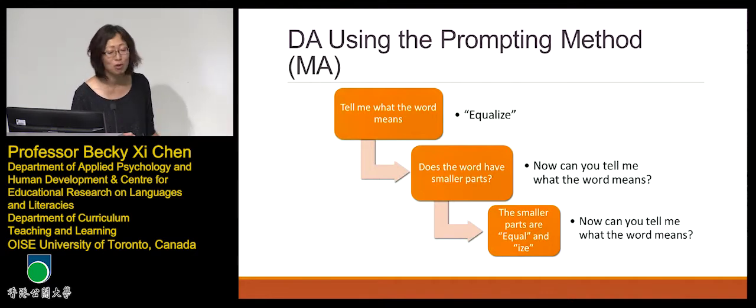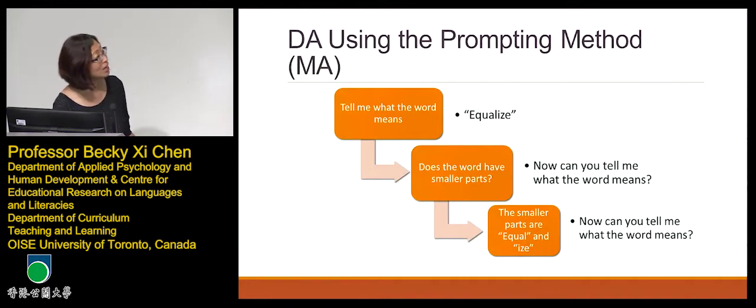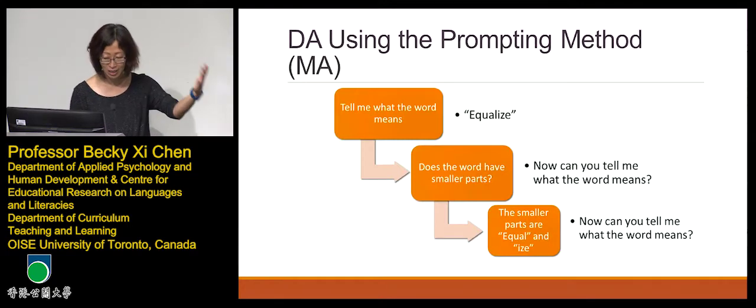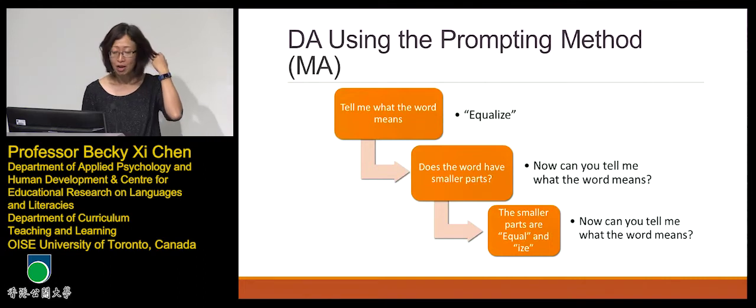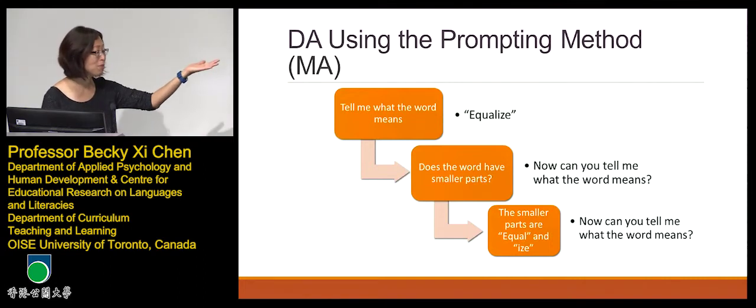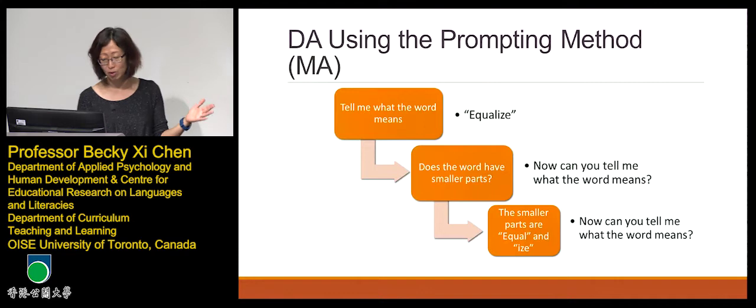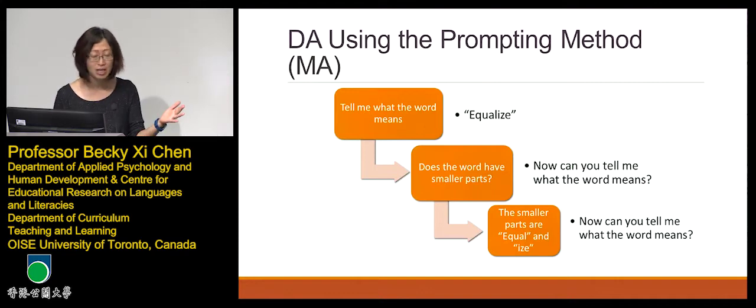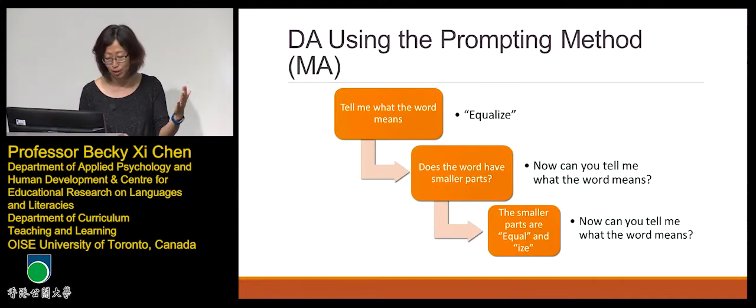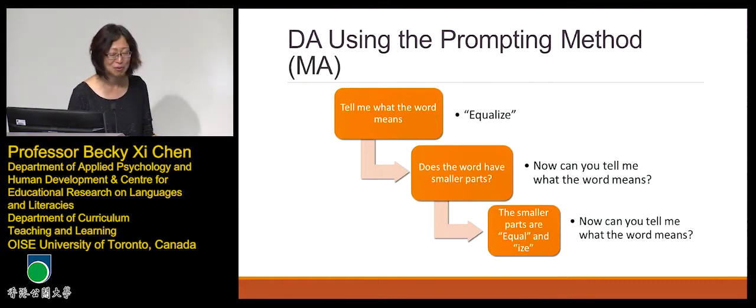So that's morphological awareness, to understand that this word actually consists of 2 smaller parts, equal, and we call it the suffix, I-Z-E, it's a suffix, to make it a verb. Well, that may be enough for some children. They see the word equal, and then they can tell you the meaning. So that's strategy, that's morphological awareness. But some children may not get it. They don't see any parts.